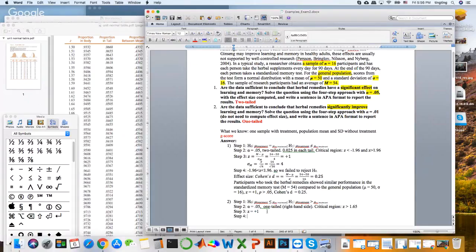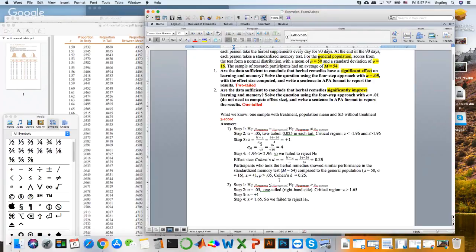And step 4, right? Because the z is smaller than the boundary, it means it's not in the critical region. It means we failed to reject H0 again. So here it is easy to report your results. Just copy and paste the entire sentence. But here we revise some keywords, right?